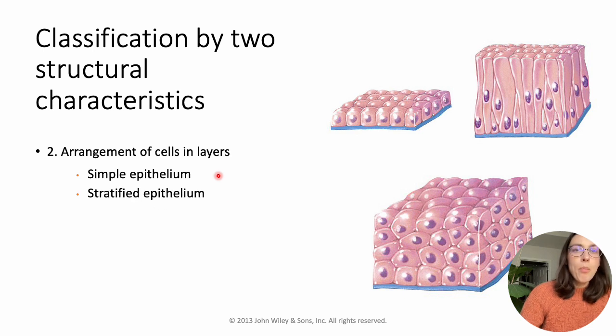If there is more than one layer of epithelial cells, then it's called stratified epithelium. What that phrase means is there are at least two layers on top of each other of tightly packed epithelial cells. And the basal side of the lowest layer is attached to a basement membrane, and the apical side of the top layer is free and is lining some sort of a space.